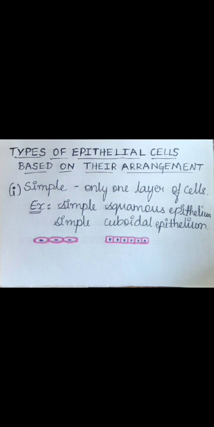Epithelial tissues, based on their structural characteristics, are classified into 3 main categories: simple epithelium, stratified epithelium and pseudostratified epithelium. This classification is also based on their arrangement.